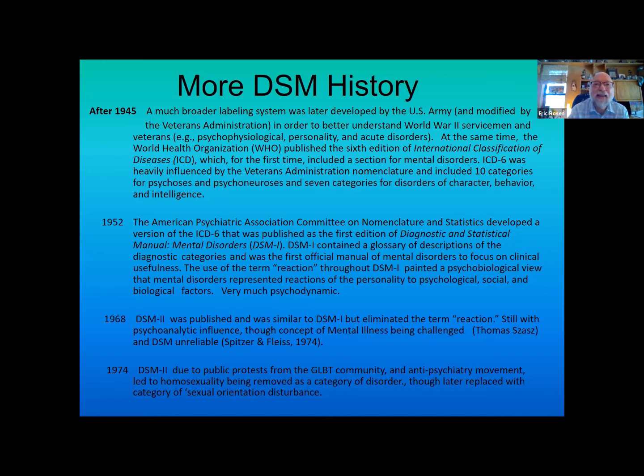So as we moved into the 50s, the DSM-1 first came out, which was the Diagnostic and Statistical Manual first edition. It was a glossary of different descriptions. They used the term reaction, meaning somebody's experience was a reaction to something. Back then they didn't really look at trauma, but that's what they were really speaking to. And it was a psychobiological view, and it looked at personality, psychological, social factors. And again, probably from the 20s to the 50s, psychoanalytic thinking, psychodynamic thought was very powerful.